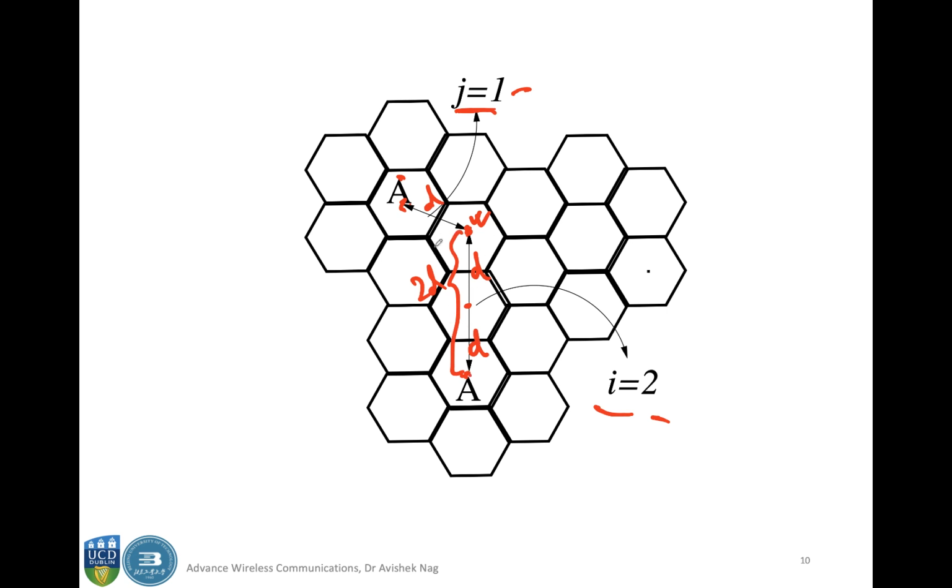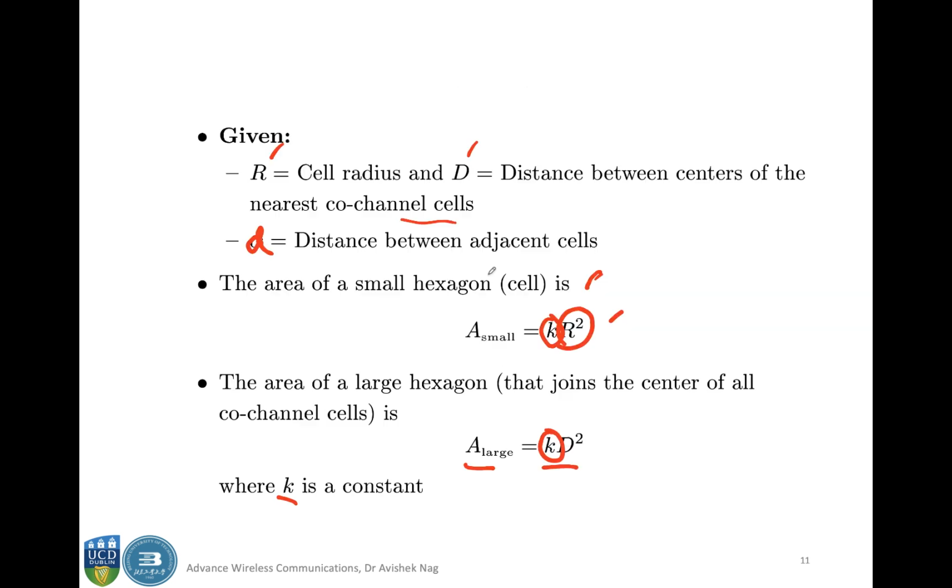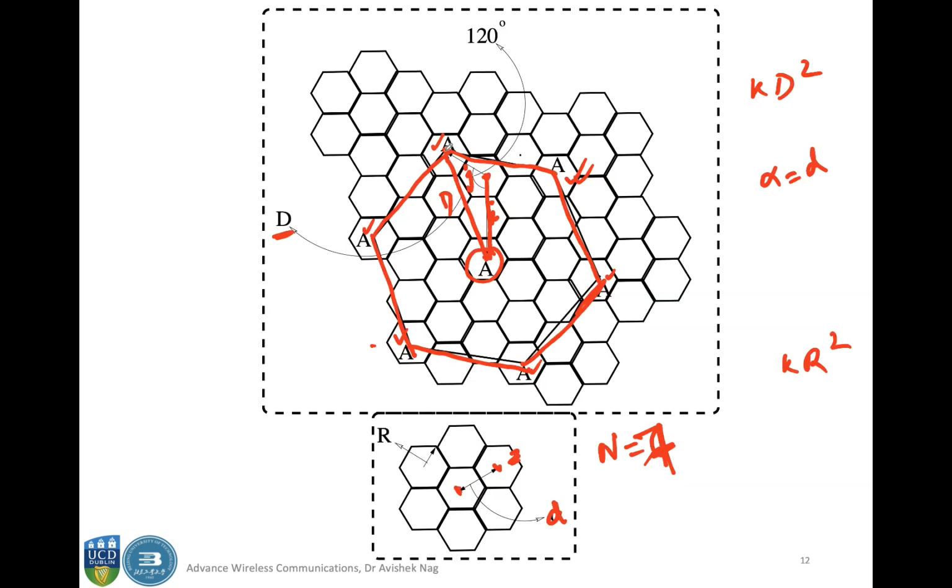This distance for this example is 2 times D, and this distance is just D, where I equals 2 and J equals 1. Okay, so if you consider this triangle, then this distance is capital D. This distance is I times small d, and this distance is J times small d, and this angle is 120 degrees.